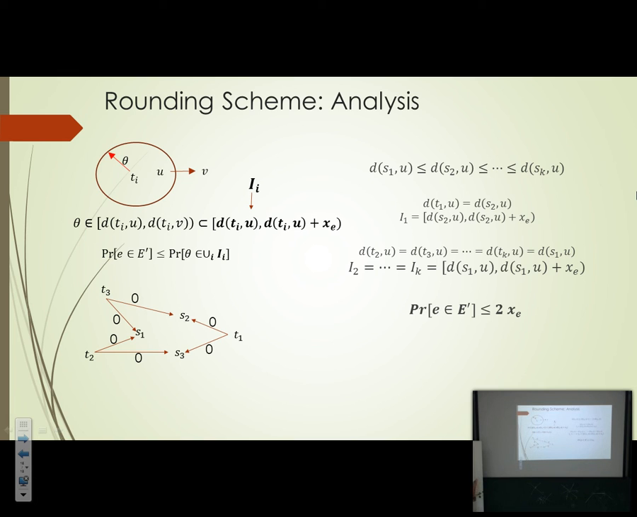So given a feasible solution of the LP, in almost linear time we can find a cut with cost at most twice the fractional solution cost. Yeah, that's what I said. We can de-randomize this algorithm in almost linear time.